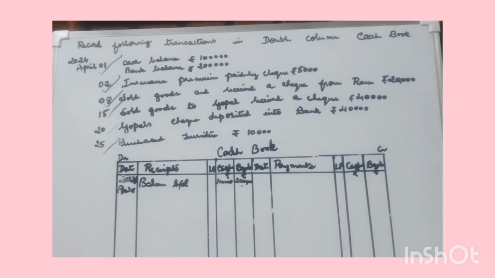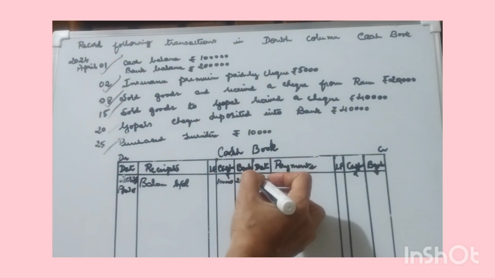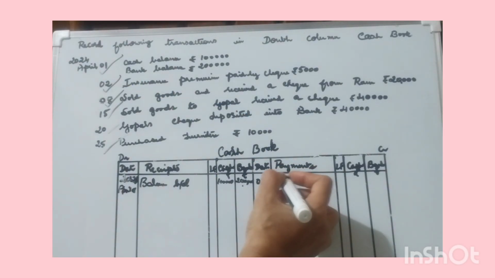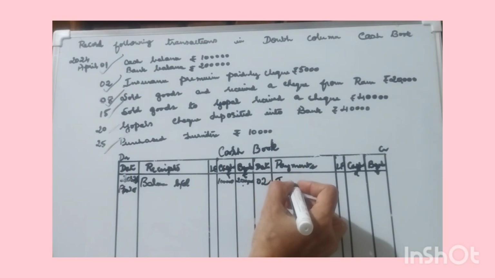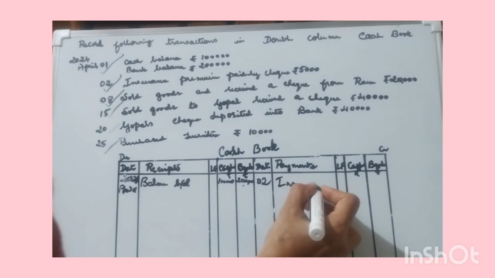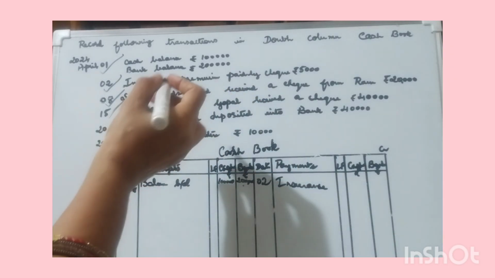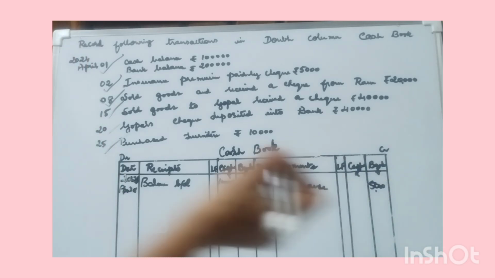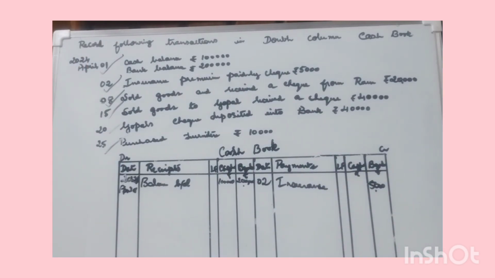Next, insurance premium is paid by check. So record the date as April 2nd. Insurance premium that has been paid is one of the payments, as it is paid through check. So it must be credited with insurance account under bank column.